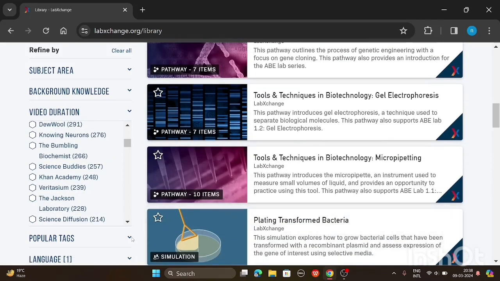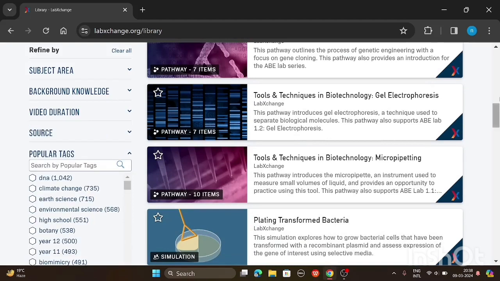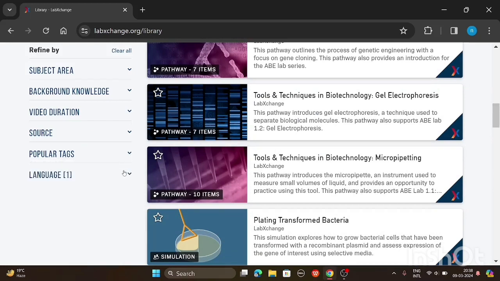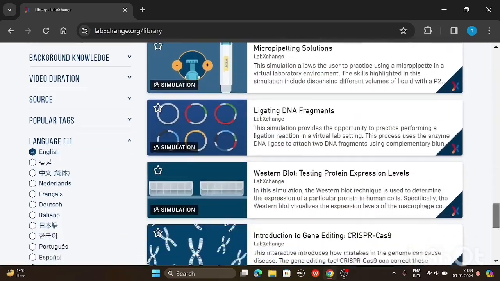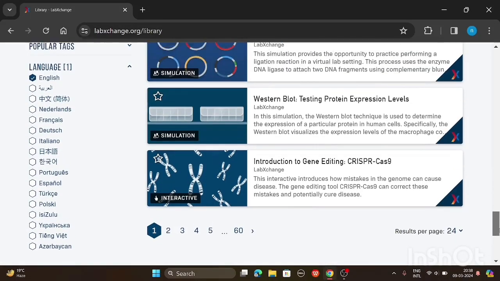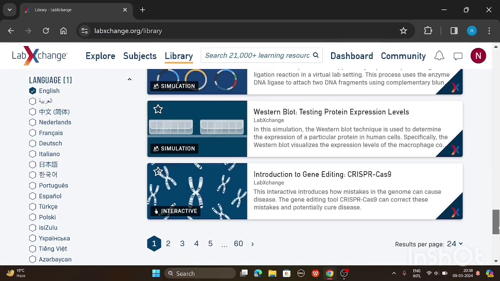Then popular tags. You can use these popular tags to search for particular content, like DNA, climate change, earth science, environmental science, high school, botany. And then language. The content is available in a lot of languages. This makes LabXchange very unique and very special because it is completely free and available in a lot of different languages.